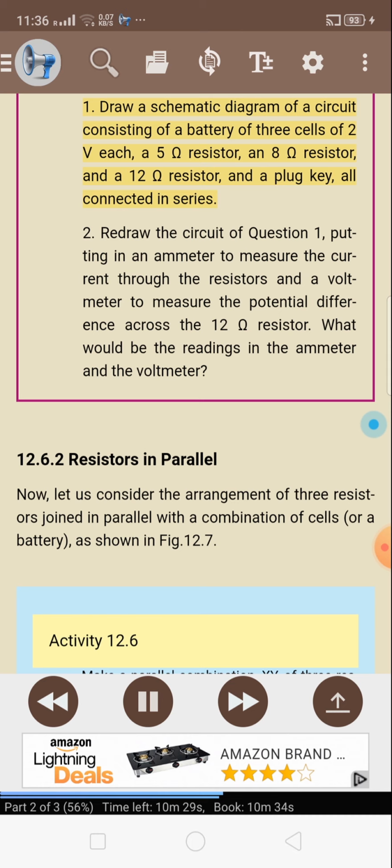Questions. 1. Draw a schematic diagram of a circuit consisting of a battery of 3 cells of 2 volts each, a 5 ohm resistor, an 8 ohm resistor, a 12 ohm resistor, and a plug key, all connected in series. 2. Redraw the circuit of question 1, putting in an ammeter to measure the current through the resistors and a voltmeter to measure the potential difference across the 12 ohm resistor. What would be the readings in the ammeter and the voltmeter?